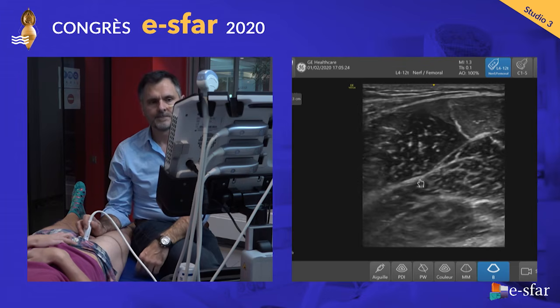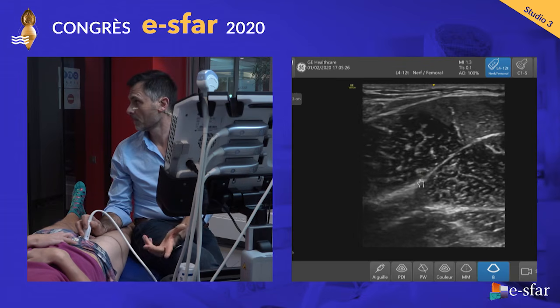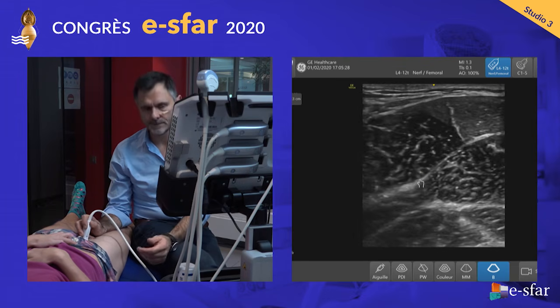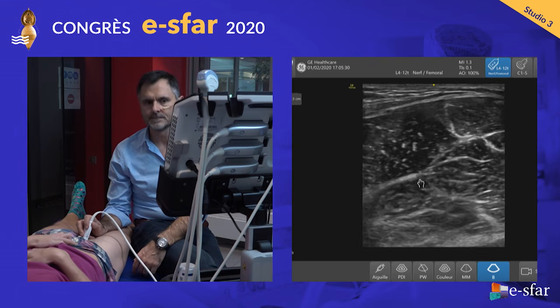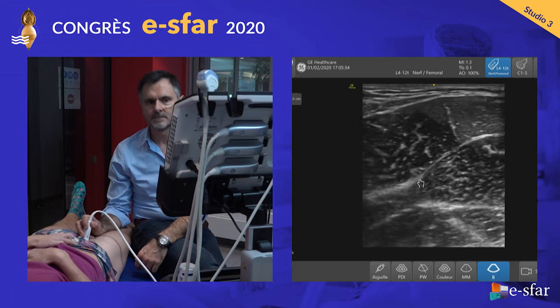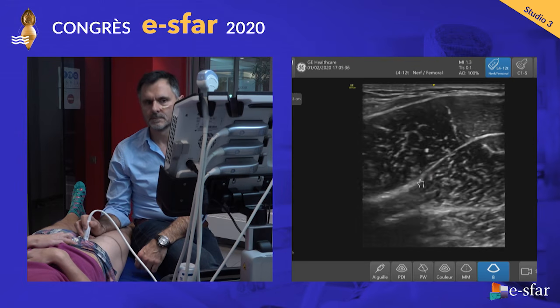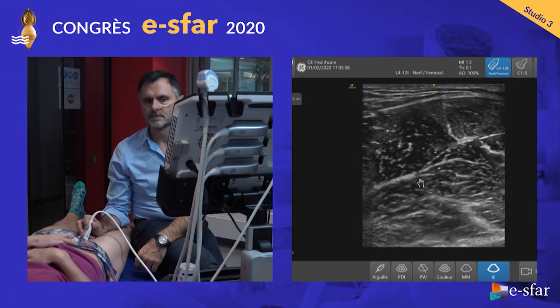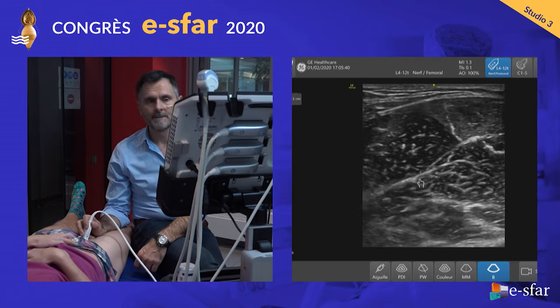Okay, so I have the possibility to make two injections or one on the main branch, a little bit proximally. But in your daily practice, you prefer the double injection, particularly for knee surgery, rather than only the main branch. So thank you very much, Olivier.